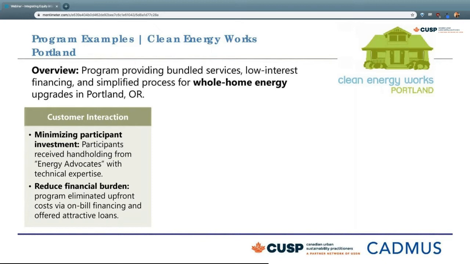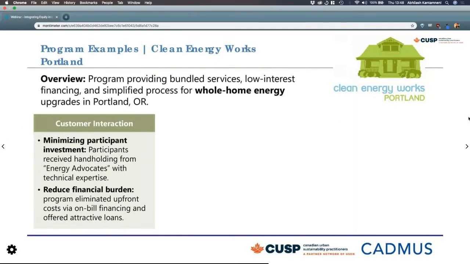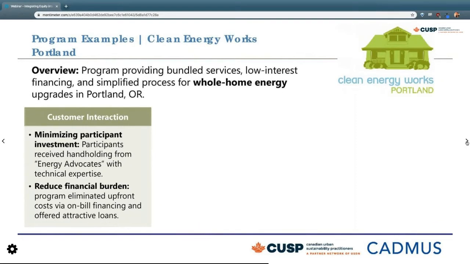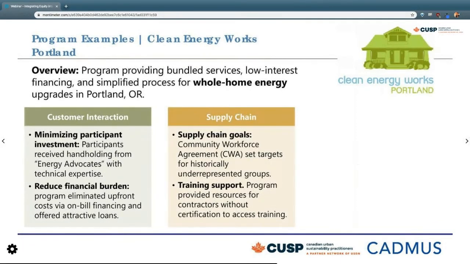And then similarly, again, to Somerville, there was a reduced financial burden. The financing package that they offered wasn't as robust as what Somerville was able to offer, but they did do reduced loans ranging from 4 to 6% over 20-year periods for those that needed them. And this just helps, again, defray that upfront cost and enable more participants of different socioeconomic statuses to engage with the program.